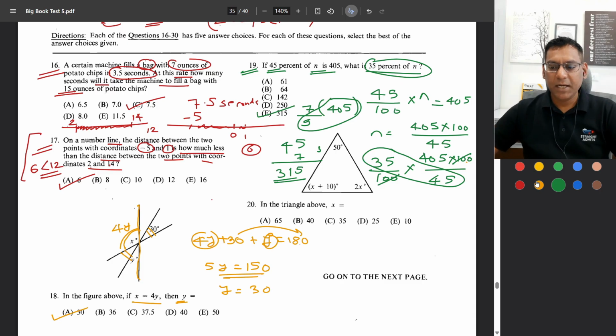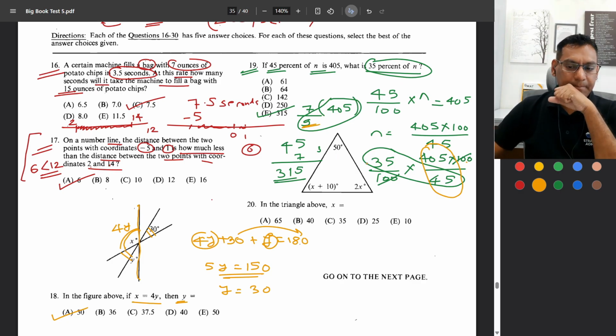Now that I see this, I could have done it here also. This also would have given me the same answer. It didn't occur to me. 405 by 45 is also 9. I would have got the same 9. But 315 is the answer.